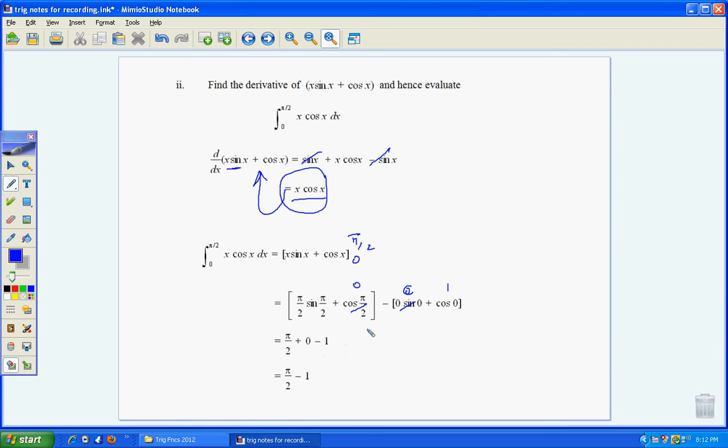So that's where all these values come in. Pi on 2, sine of pi on 2 is 1. So that just gives us the pi on 2. We had 0 minus 1, which gives us pi on 2 minus 1, and that's where that comes from. So again, be careful, derive it properly, but the derivative should have some relationship with that integration that we have to do.